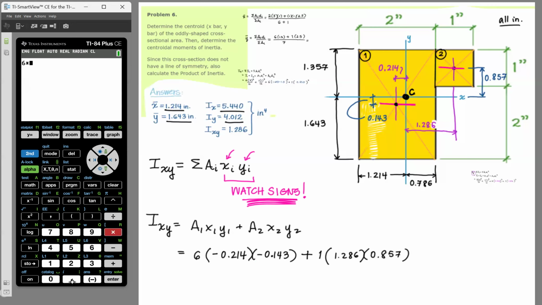Multiply 6 times 0.214 times 0.143 equals plus 1 times 1.286 times 0.857 equals. And we get up to our product of inertia here.